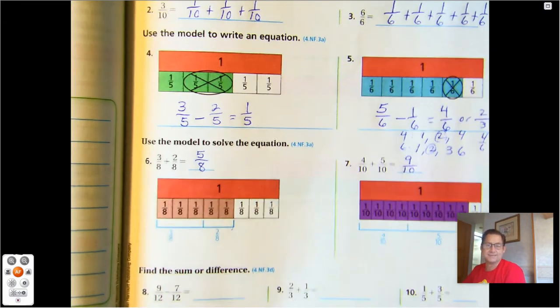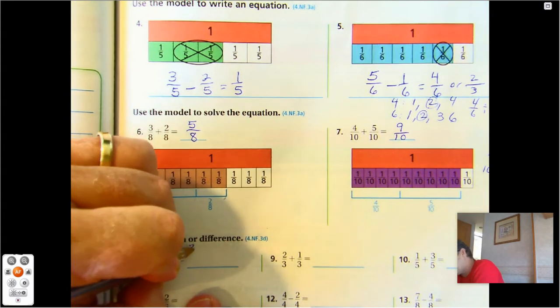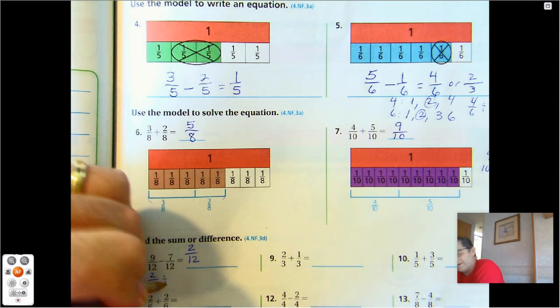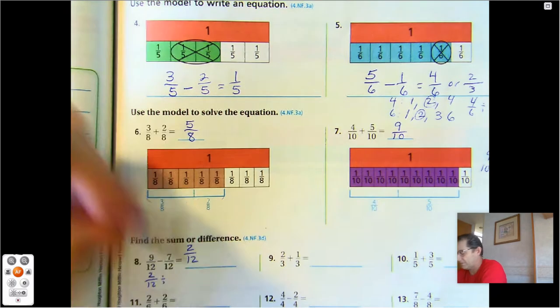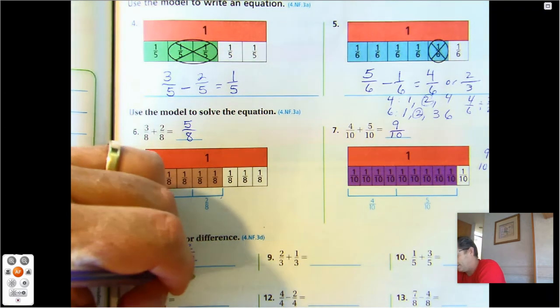Number 8. 9/12 take away 7/12. Well, since the size of the pieces are the same, we just subtract the numerator. So 9 take away 7 is 2. So 2/12. Since they're both even, I know I can reduce or simplify 2/12 by dividing by 2. So 1/6.